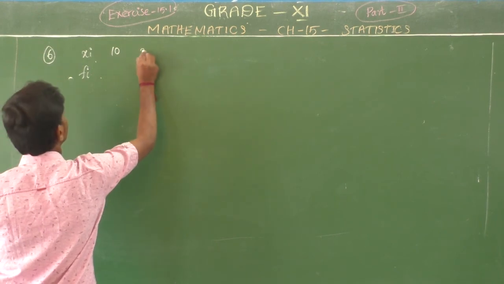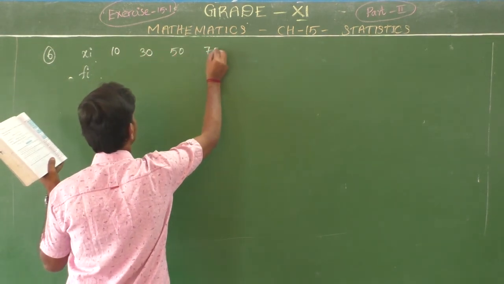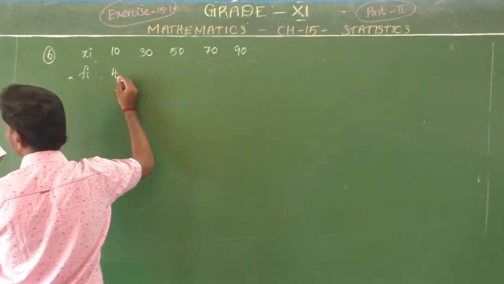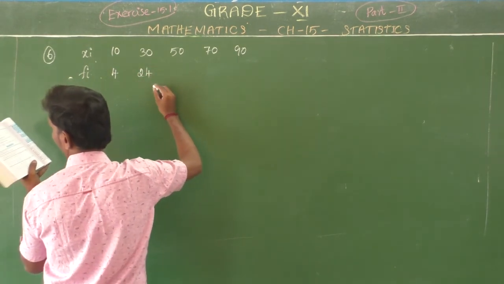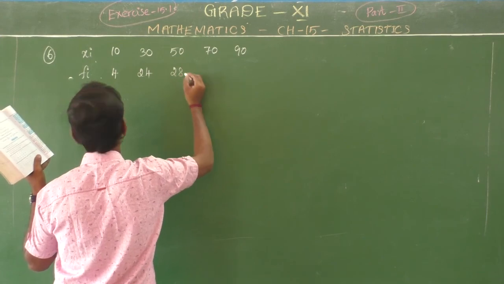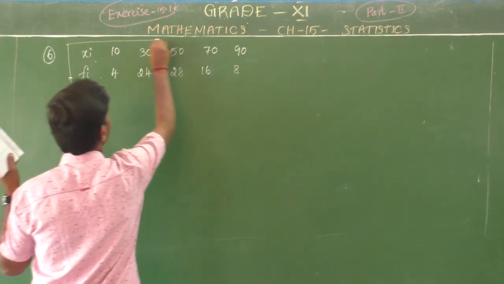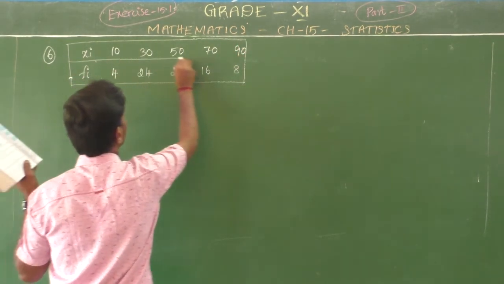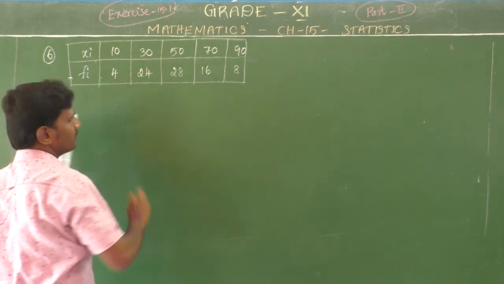The table is given with xi: 10, 30, 50, 70, 90, and the frequencies fi are 4, 24, 28, 16, 8. So this is the table given to you. We are going to find the mean deviation about mean, MD about mean.